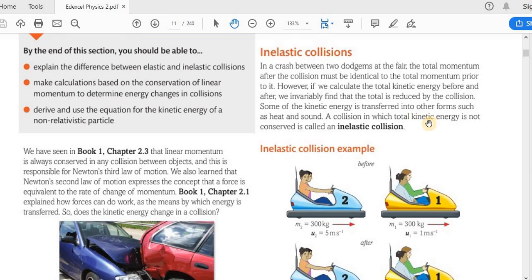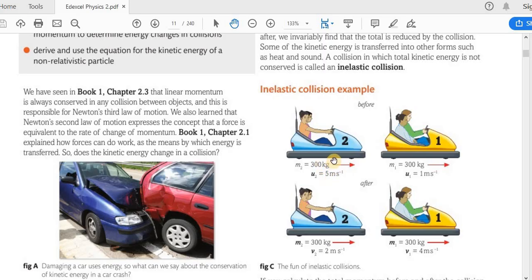A collision in which total kinetic energy is not conserved is an inelastic collision. The word total is important because it's the kinetic energy of all the bodies before collision and the kinetic energies of all the bodies after collision. That's why we say it's the total kinetic energy. Now let's consider this example here.